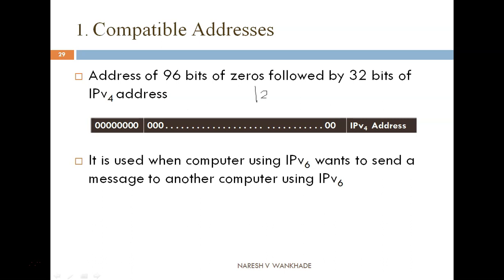IPv6 address is of 128 bits. So here in this address, 96 bits of 0 followed by 32 bits of IPv4 address. Means this total section is of 96 bits of 0. This portion is of 8 bits and this portion is of 88 bits, all are zeros. This 8 bit portion belongs to the prefix and this last portion belongs to the IPv4 address, which is of 32 bits.